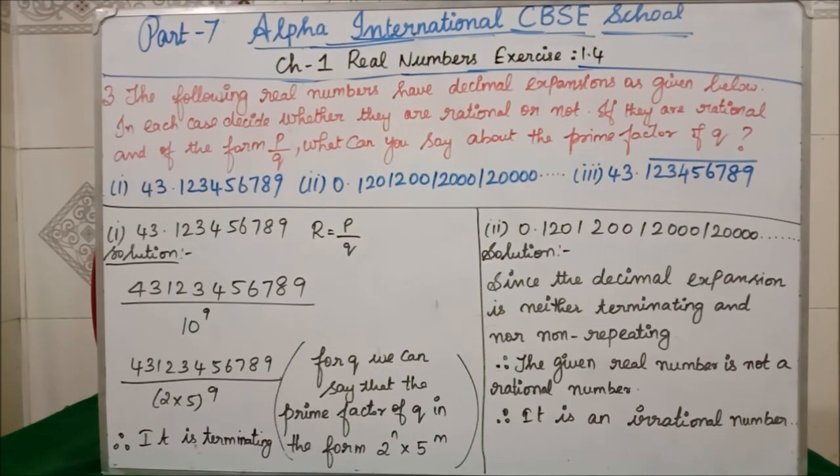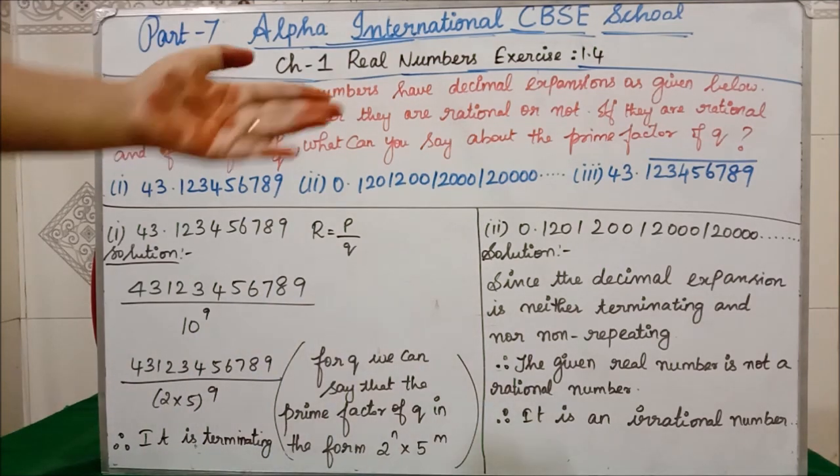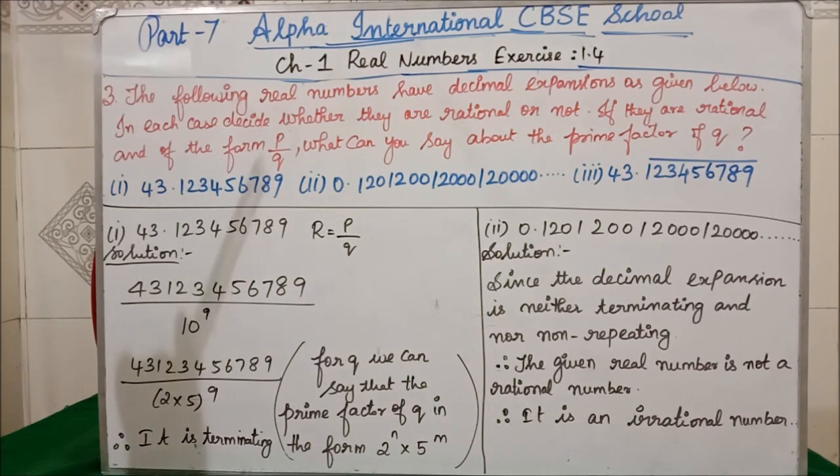Students, this is your third question. The following real numbers have decimal expansions as given below. They themselves are given in decimal expansion. In each case, decide whether they are rational or not. If they are rational, that is, of the form P by Q, what can you say about the prime factor of Q? If you say it is rational, you have to say the prime factor of Q. Clear? Now we will go for the question.